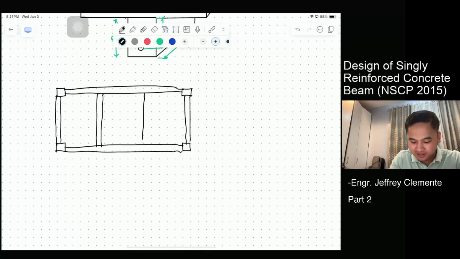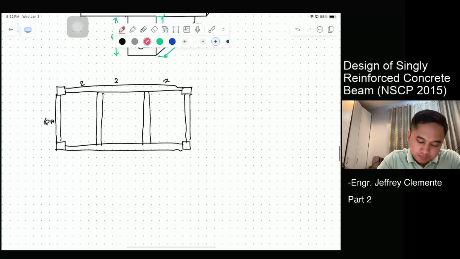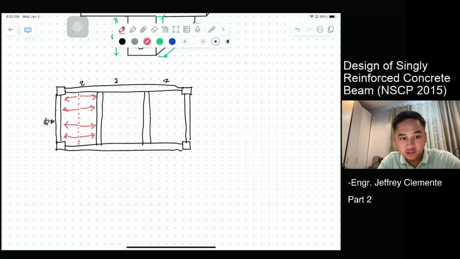For example, we have 6 meters, and 2 meters, 2 meters, 2 meters. You have to divide the length by the width. So, for example, 6 over 2 is 3. That is greater than 2. If the ratio of the longer side to the shorter side is greater than 2, it becomes one-way. What does one-way mean? It divides at the middle. Half of it goes here, and half of this goes there. Because the ratio of long over short is greater than 2, half of the load here is carried by this beam, and the other half on the other side is carried by the left side. Okay?